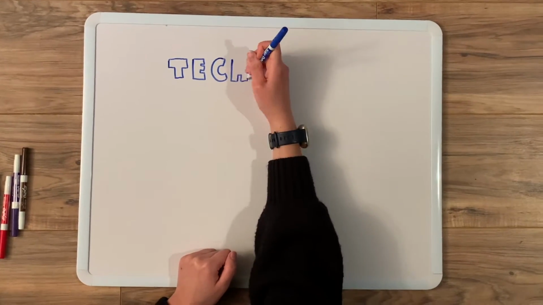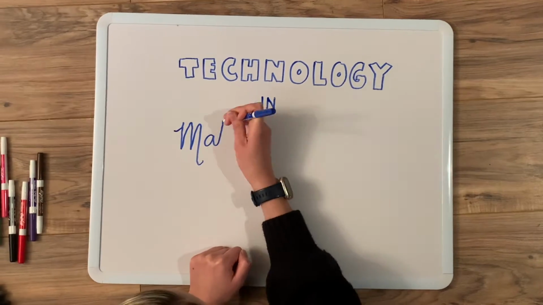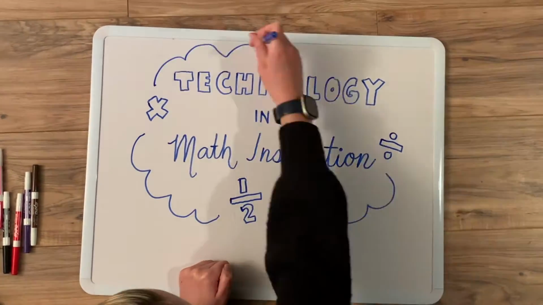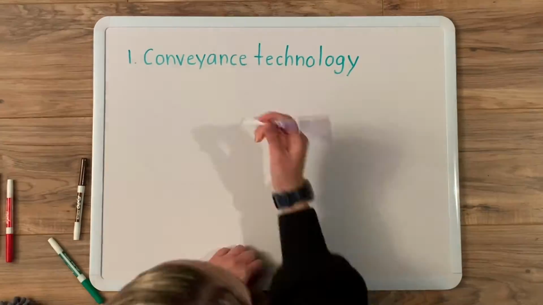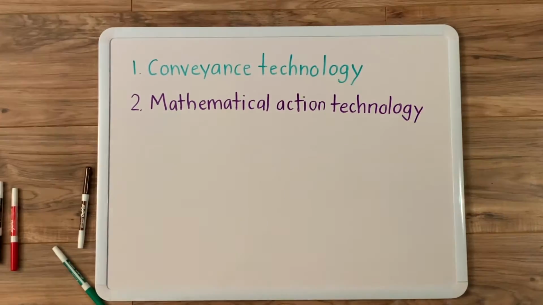Innovations in technology have brought important changes and advancements to teaching. I'm going to show you a few ways that technology can be used to facilitate learning and mathematical instruction. Classroom technology can generally be divided into two categories: conveyance technology and mathematical action technology.